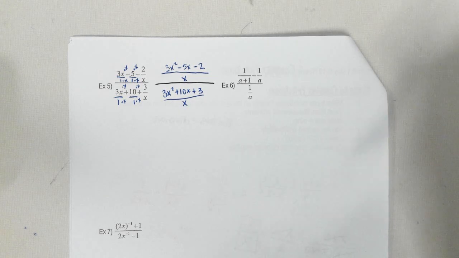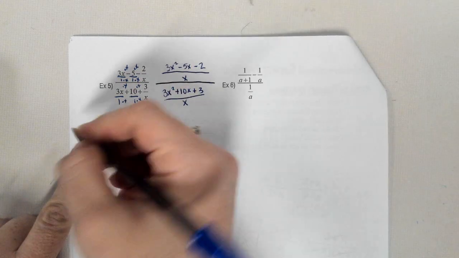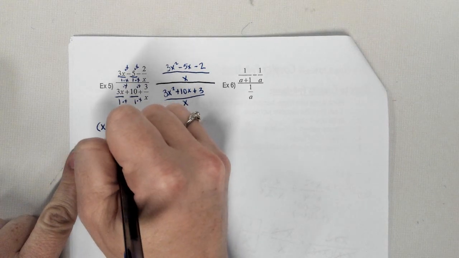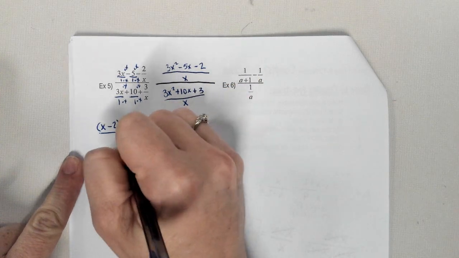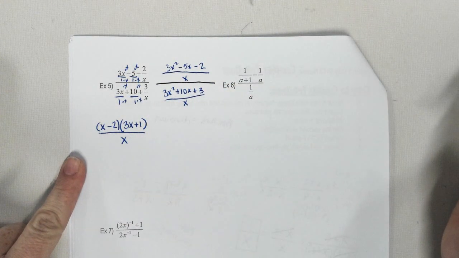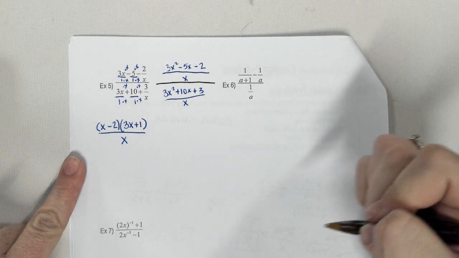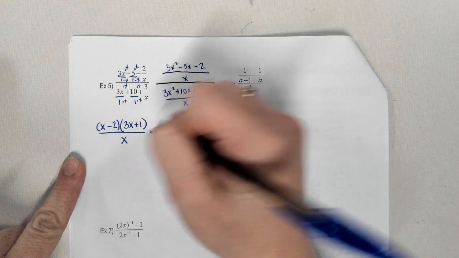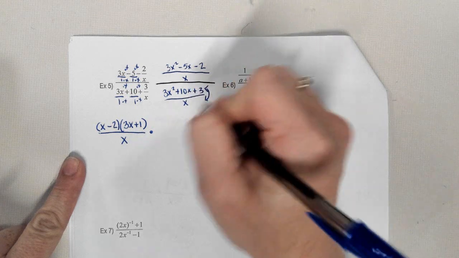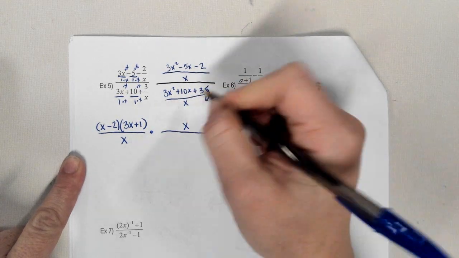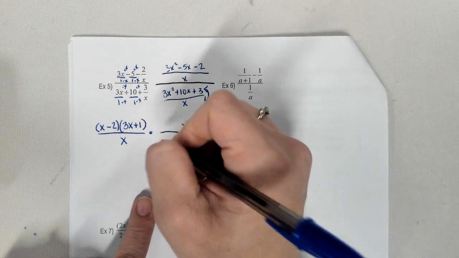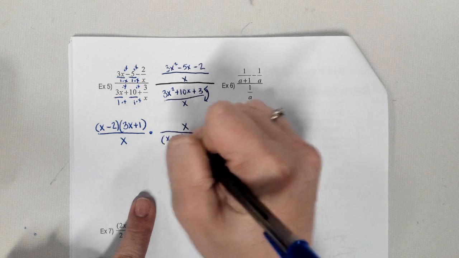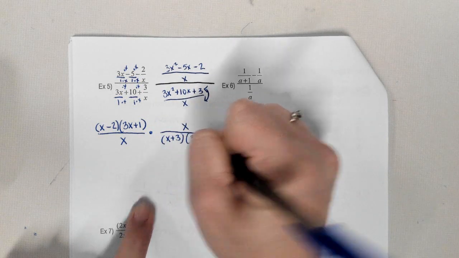Yes? Okay. So this factors to x minus 2, 3x plus 1, and my denominator is x. And what am I going to do? Change it to multiplication and flip the denominator. So what goes on top? X. And then my denominator is going to be that top factored. So factored is x plus 3, 3x plus 1. So I factored them for you.